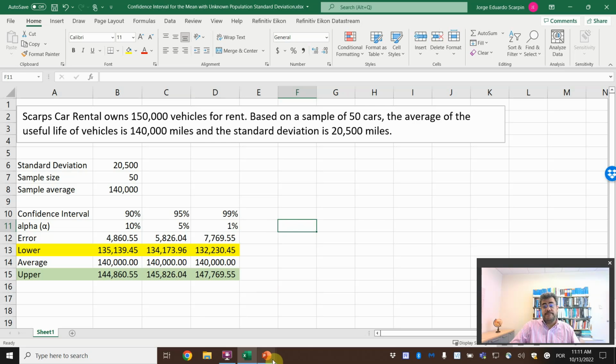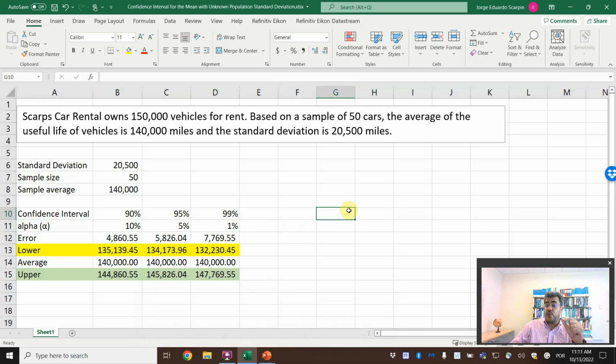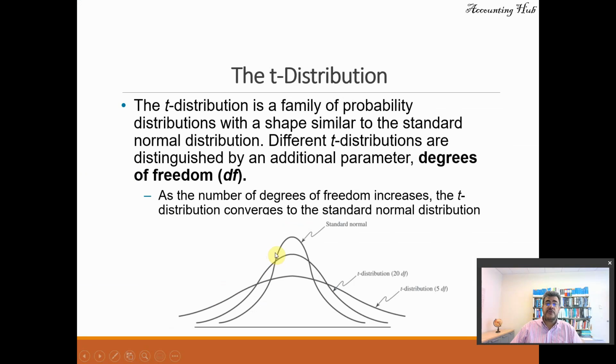Okay, guys, so that is not hard. What we need to focus on here is what kind of distribution we are working with. When we know the population standard deviation, it is a normal distribution. When we don't, it is the t-distribution. Okay? Just like the t-distribution here.